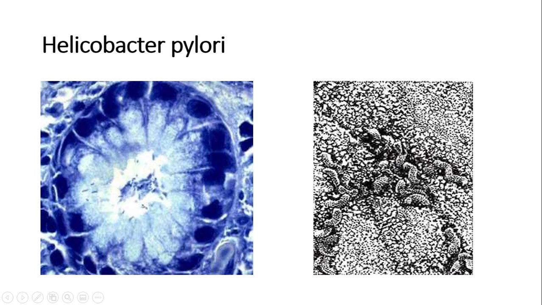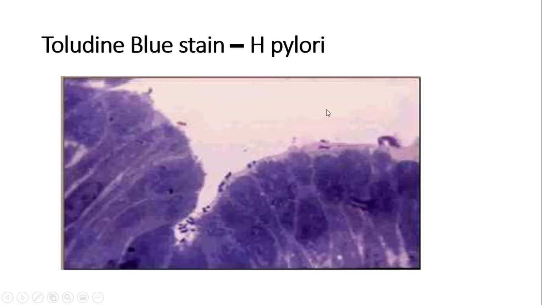This is an electron microscopy picture to show the spiral shaped bacteria or comma shaped bacteria or S-shaped H. pylori coccobacilli. Again, Toluidine Blue special stain to demonstrate these bacteria inhabiting the superficial mucus layer, not within the cells.